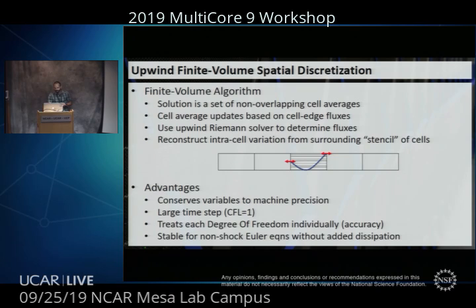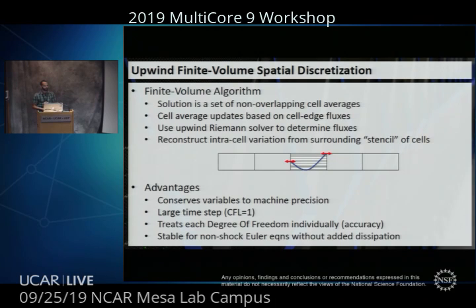And if you want high order accuracy, you reconstruct the variation within cells using a stencil, just by straightforward polynomial interpolation. What I like about finite volume is it conserves all of the variables in the conserved vector to machine precision. You can use a nice large time step of a CFL of 1, which very few Galerkin methods can match at high order accuracy. That's the crux. At low order, Galerkin will do better. And it treats every degree of freedom individually, unlike element-based methods.